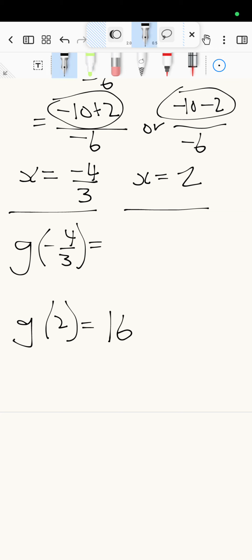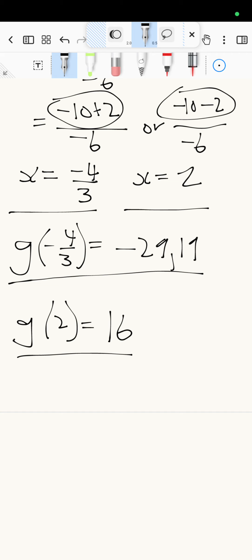And I'm going to do the same thing. This time, inside my substitution, I'm going to have a negative 4 over 3. This is just calculator work, so take a second to do that on your calculator. And the answer that we get, I'm going to put this in decimal form, is minus 29,19. So those are the two coordinates of your turning point. We'll stop there.